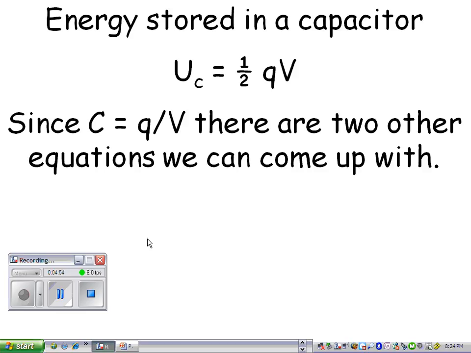You'll also find the energy stored in the capacitor. 1/2 Q times V is the potential energy in the capacitor. You can also take the equation capacitance equals Q over V and do variations. Combine these two equations and come up with two other equations for potential energy of a capacitor. One is 1/2 C V squared, and the third one is 1/2 Q squared over C. So there are two other equations that you can come up with, and see if you can come up with those on your own.